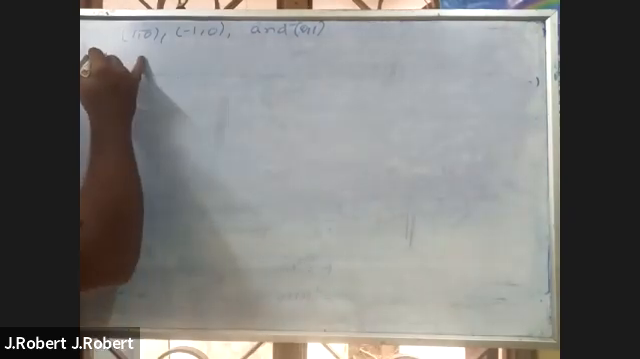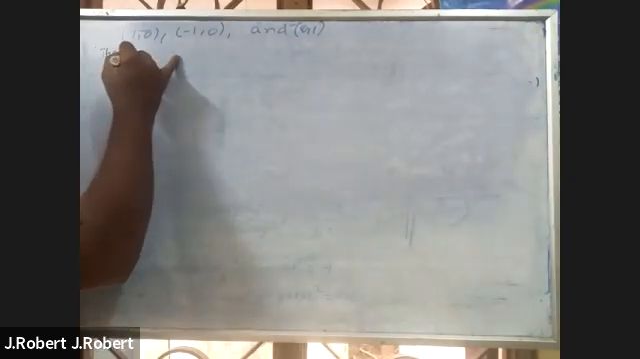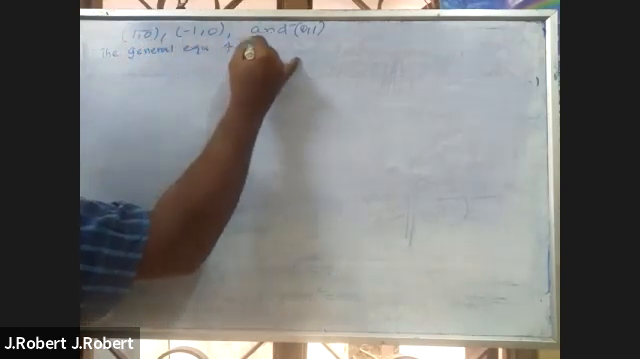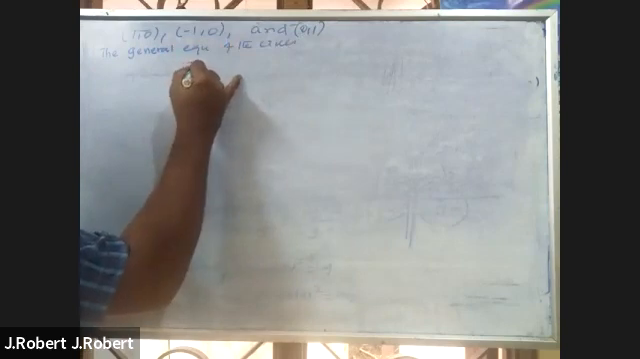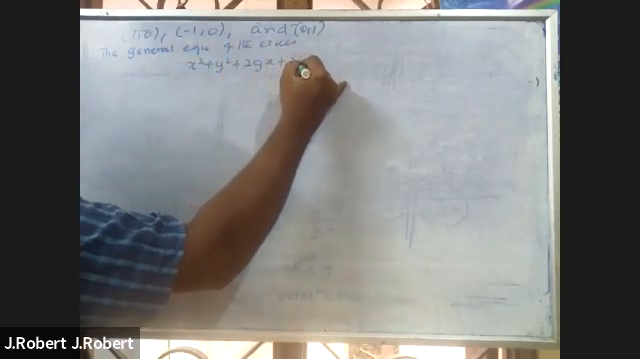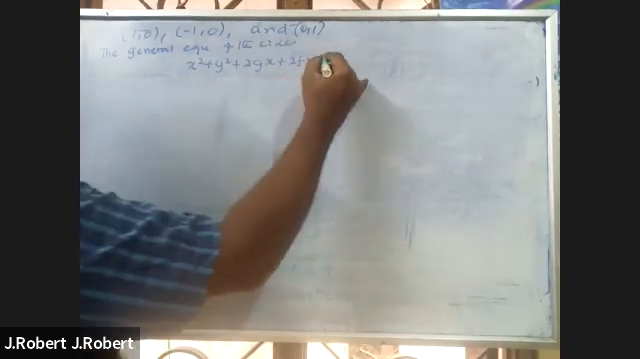The general equation of the circle. Anybody? What is the general equation of the circle? General equation of the circle is x square plus y square plus 2gx plus 2fy plus c equal to 0.